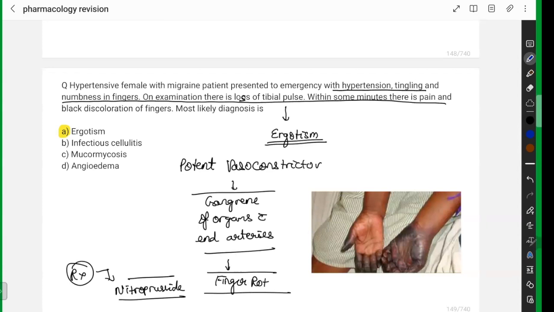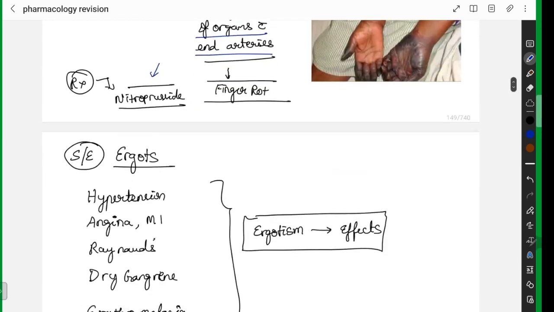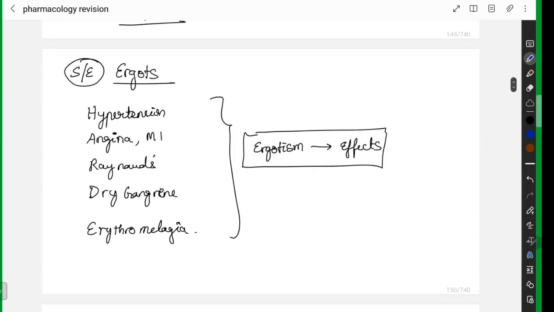Why is there ergotism? The ergotism is due to potent vasoconstriction. Because of the potent vasoconstriction, there is going to be hypertension and migraine. It causes gangrene of the end arteries, especially your fingers. So what is the treatment of choice when there is ergotism? Remember, the treatment of choice is nitroprusside. What are the side effects of ergot alkaloids? Hypertension, angina, MI, Raynaud's phenomenon, dry gangrene, erythromelalgia. These are the side effects of your ergot alkaloids.